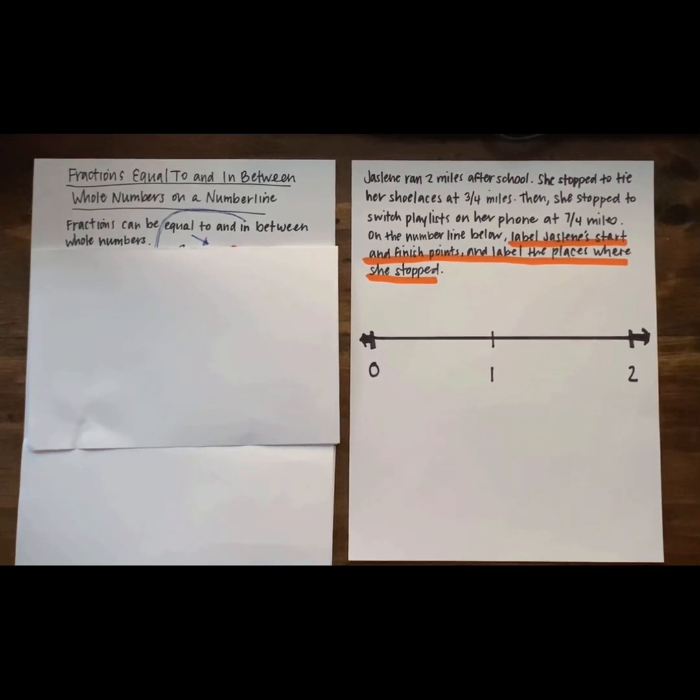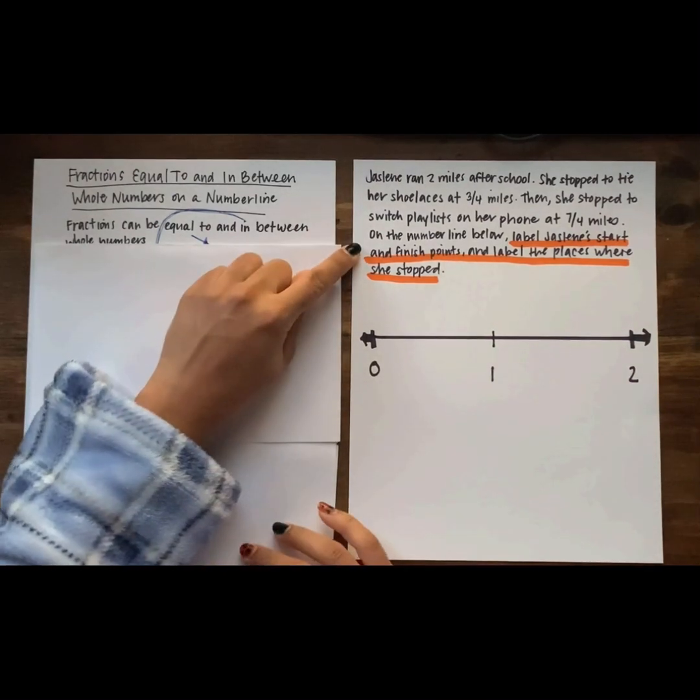Over the past few days, we have learned how to place different kinds of fractions on a number line. Today, we're going to continue that work by thinking about fractions that are greater than 1 and how to place those fractions on a number line. Let's take a look at the problem of the day.